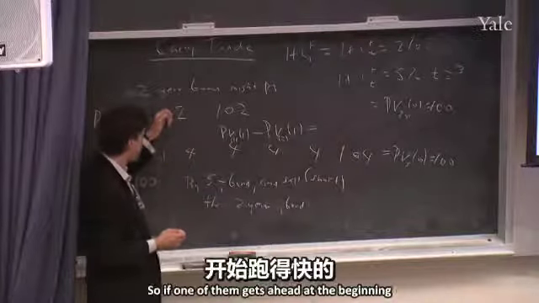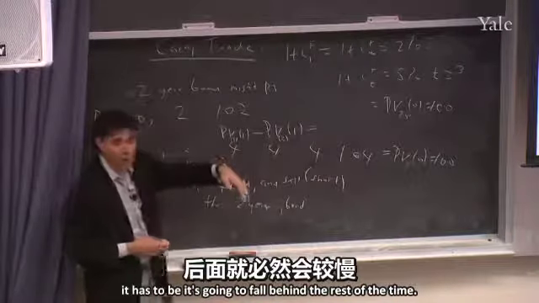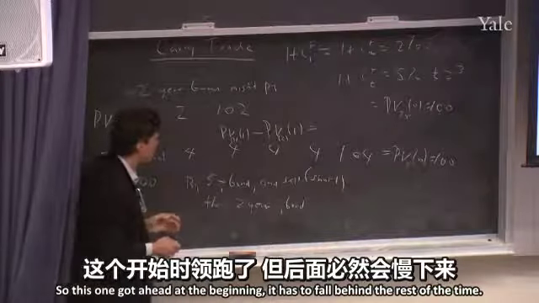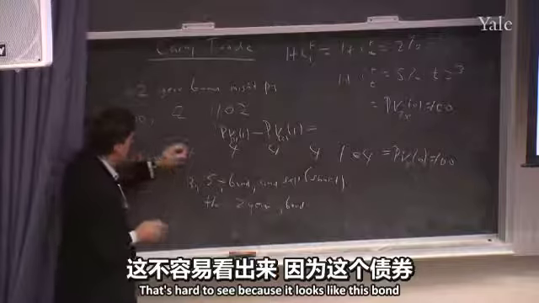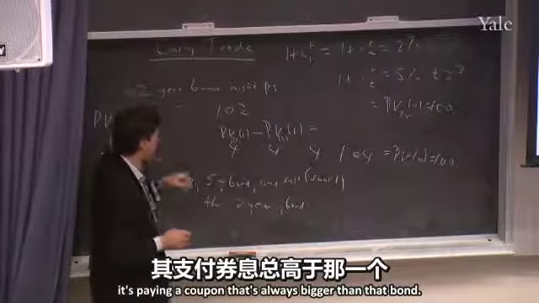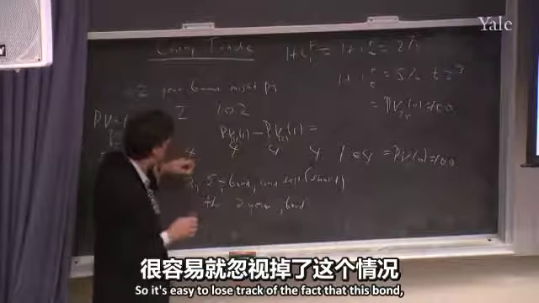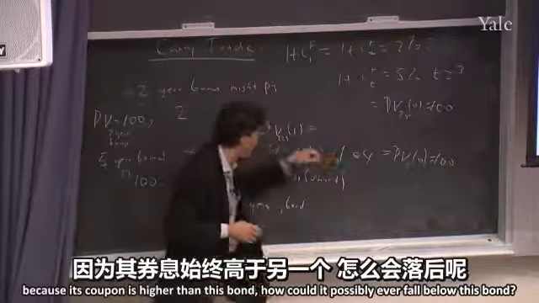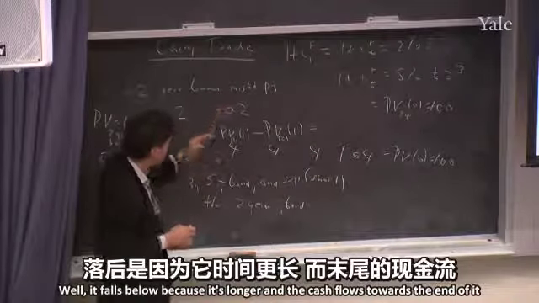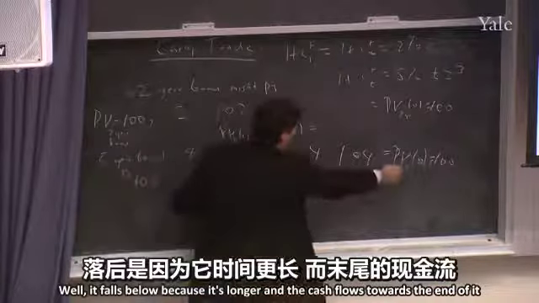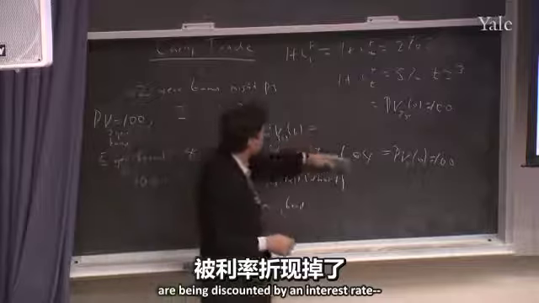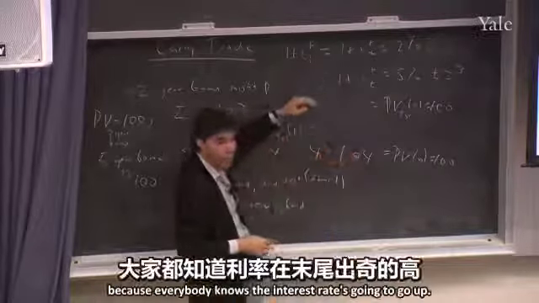So if one of them gets ahead at the beginning, it has to fall behind the rest of the time. That's hard to see because it looks like this bond is paying a coupon that's always bigger than that bond. So it's easy to lose track of the fact that this bond, because its coupon is higher than this bond, how could it possibly ever fall below this bond? Well, it falls below because it's longer and the cash flows towards the end of it are being discounted by an interest rate because everybody knows the interest rate's going to go up.